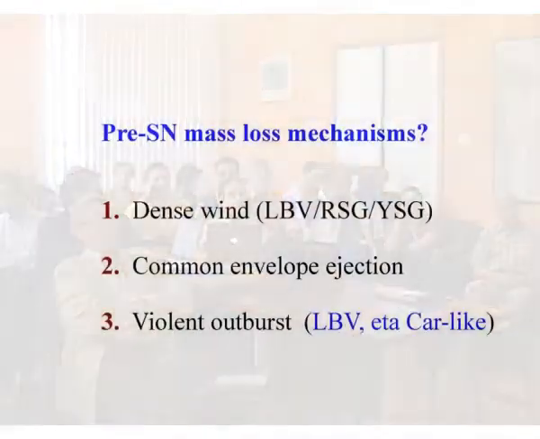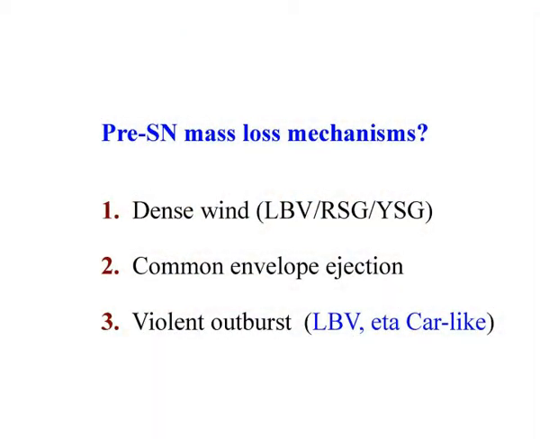And of course, a violent outburst of luminous blue variables like Eta Carinae in the 19th century, which experienced a violent outburst that produced ejection of a huge amount of envelope.